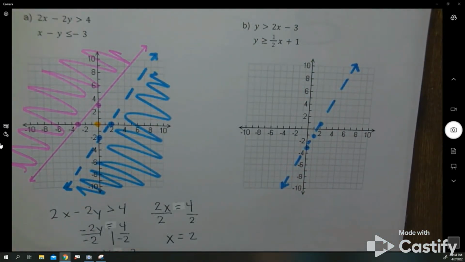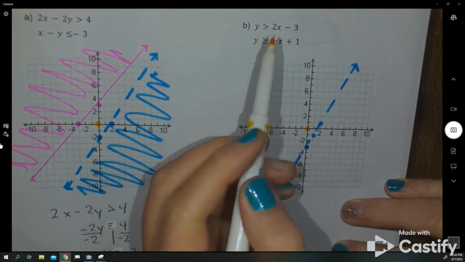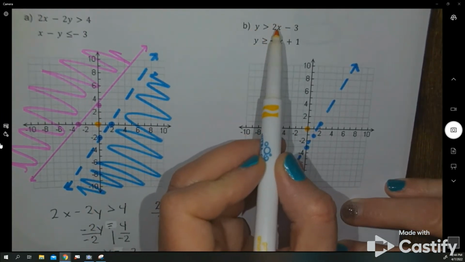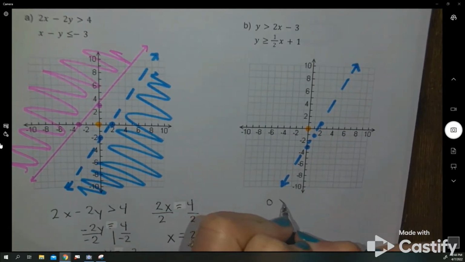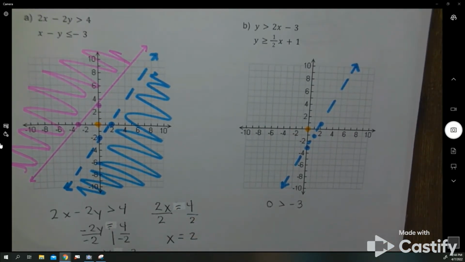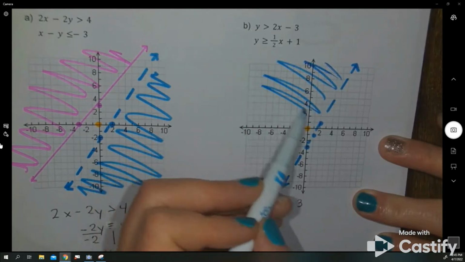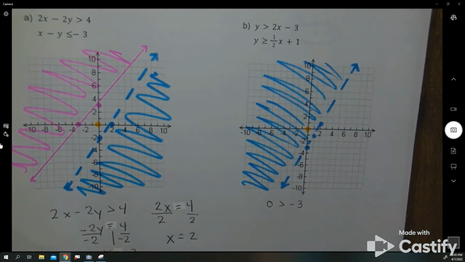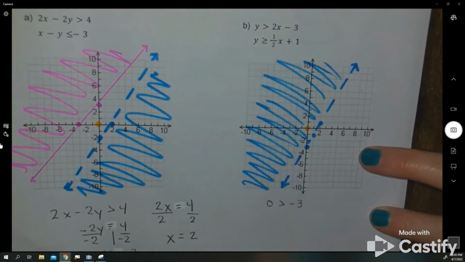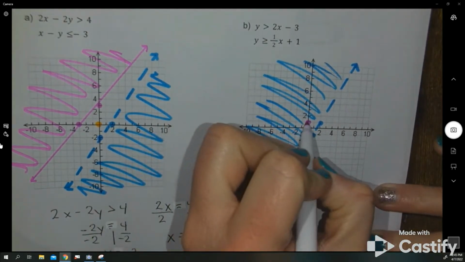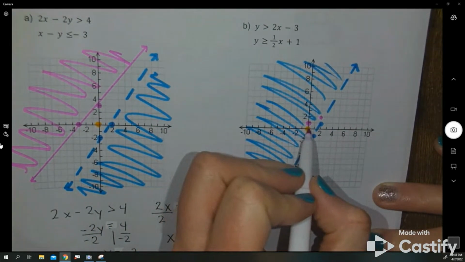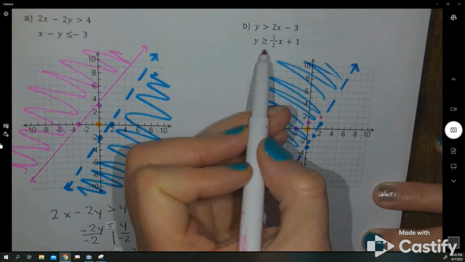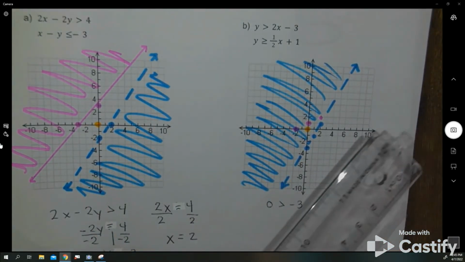And if we test our point 0, 0, so I put in 0 for x and 0 for y. 2 times 0 is 0. 0 minus 3 is -3. Is 0 greater than -3? Yes. So we're going to shade everything above. And I'm going to try to go lightly in case I need to use those other numbers in the future. For my second line, I have a y-intercept of +1 and a slope of 1/2. So I'm going to go up 1 and right 2. I'm also going to go down 1 and left 2. And then this is an or equal to, so I know that I have a solid line for that one.